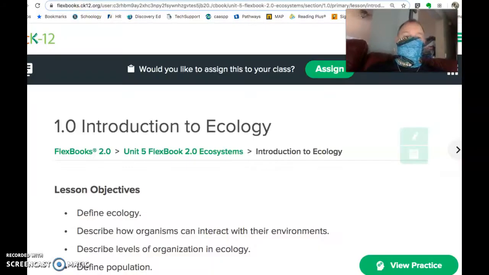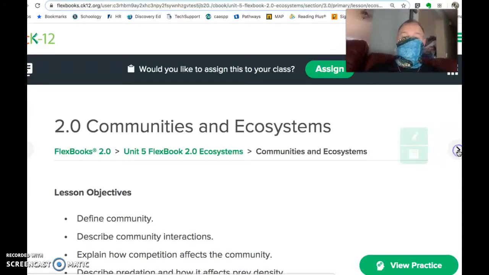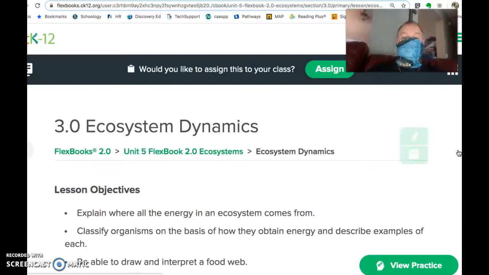Let's take a look at the Flexbook. Chapter 1 is going to be Introduction to Ecology. Chapter 2 is Communities and Ecosystems. And chapter 3 is Ecosystem Dynamics.